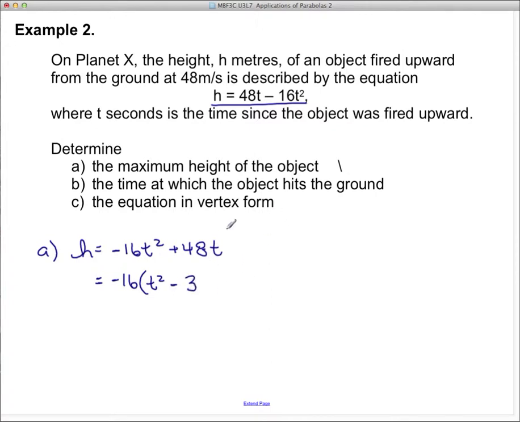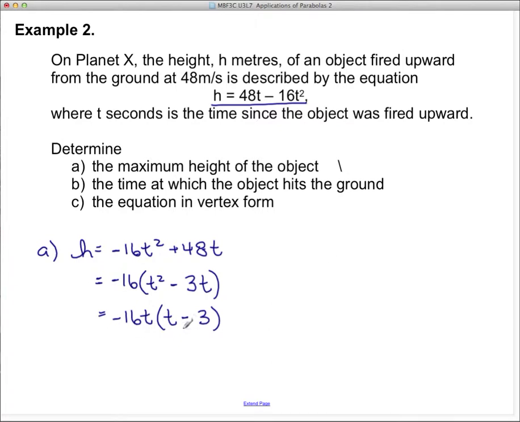Now in this case, I could have taken the t out as well. So let's actually take a t out. So I got -16t, and then if I take one t out here, I only have a t left, and then that's going to be -3. Okay, so there we go.